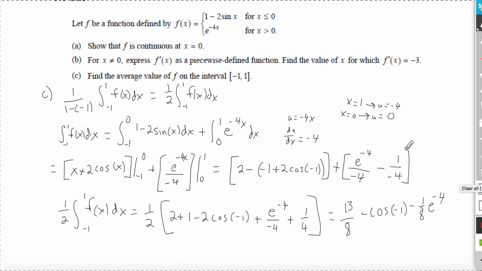Oh, I should say how this one is scored, shouldn't I? It's 1 point if you use the integral of negative 1 to 0 of 1 minus 2 sine of x dx plus the integral from 0 to 1 of e to the negative 4x. It's 1 point for writing that out. 2 points for both your antiderivatives. You have to get both antiderivatives correct, but it's 2 points if you get both of them. And then 1 point for your final answer down here.